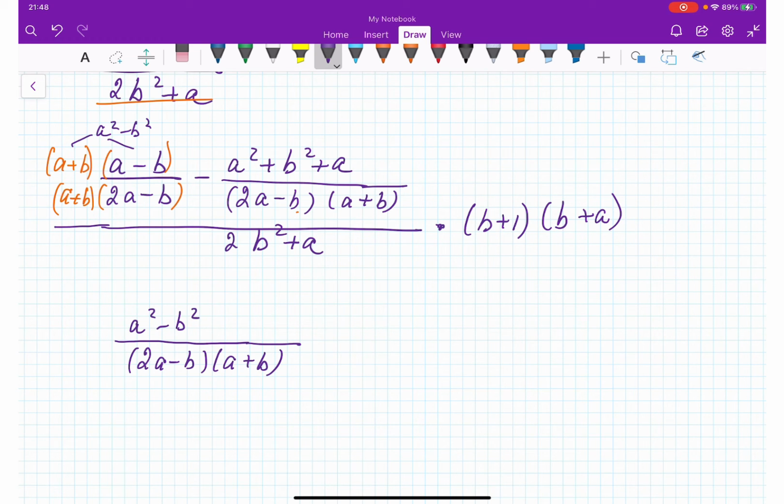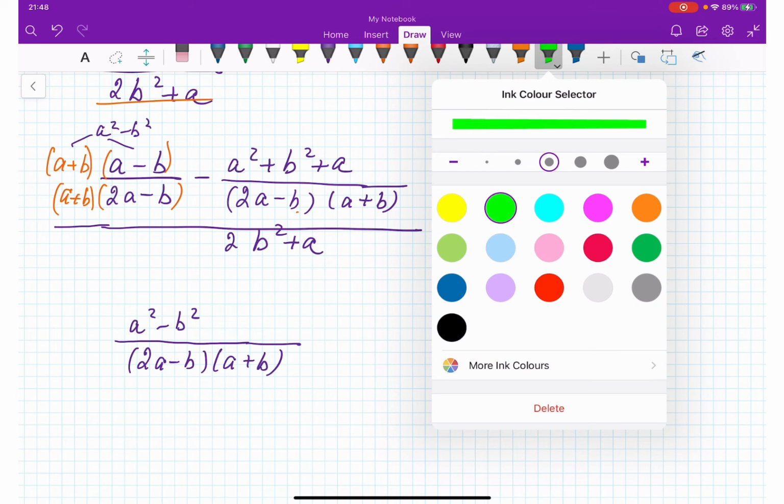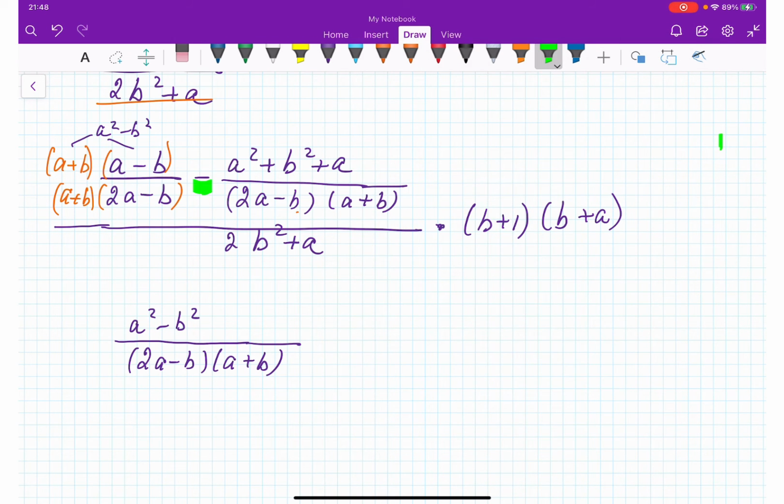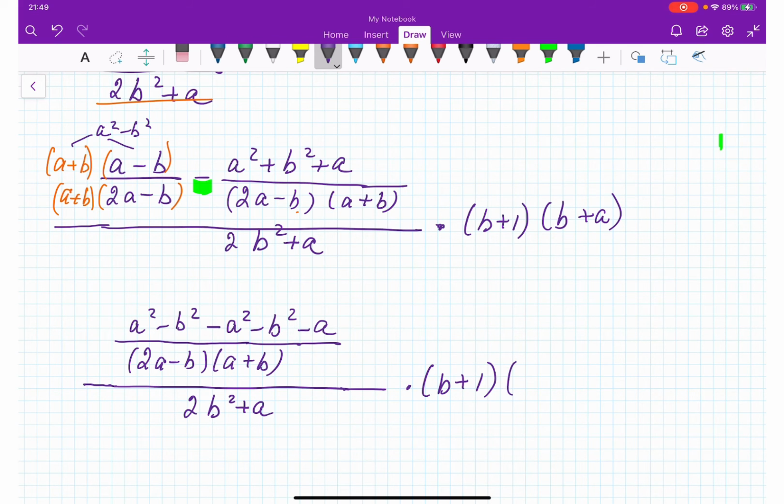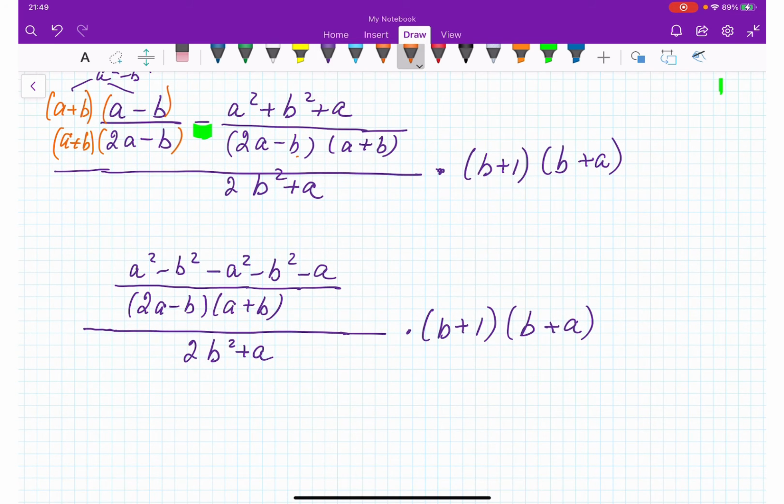And now, because I have a negative sign here, a negative sign in front of the fraction is going to be treated as a negative sign in front of parentheses. And we are getting negative a squared minus b squared and minus a. All this we are dividing by, let me make it longer so you will see, 2b squared plus a, and multiply b plus 1 times b plus a. Okay, what is going to happen here?